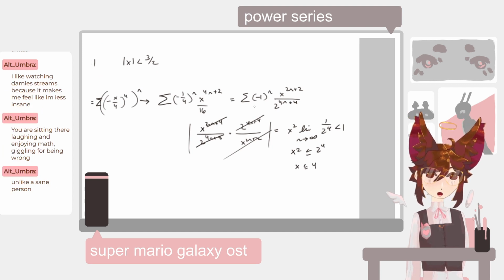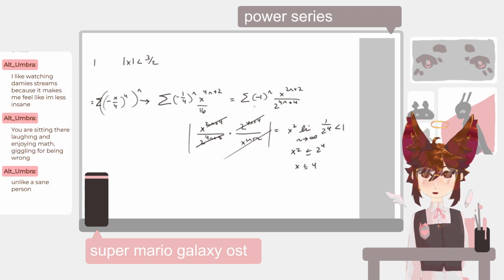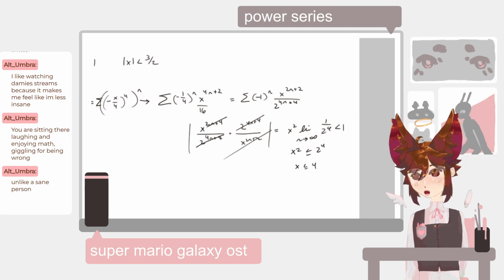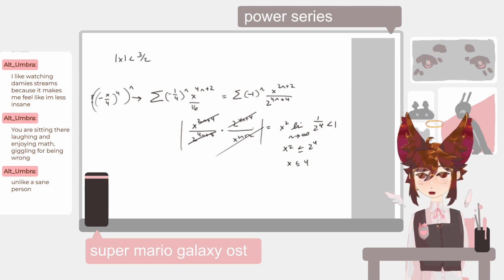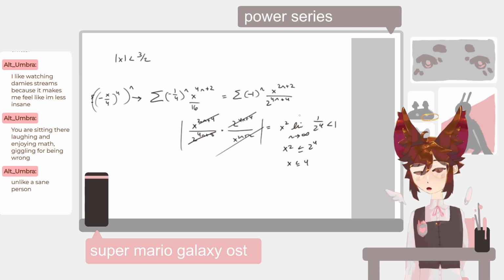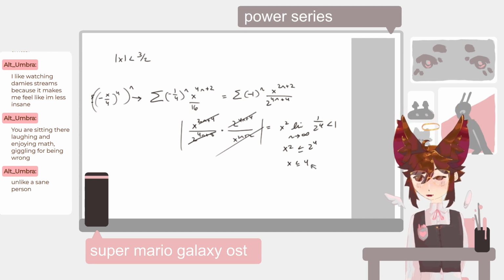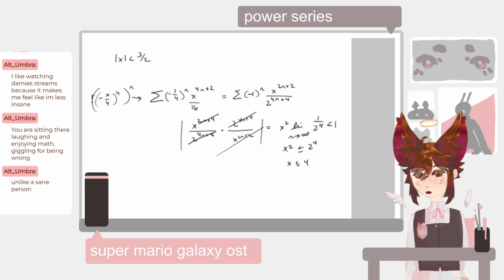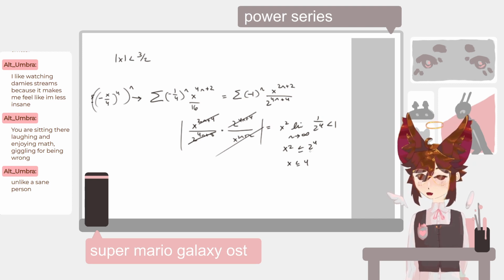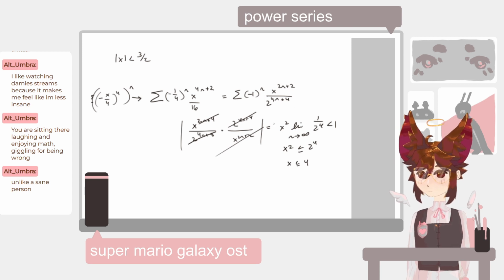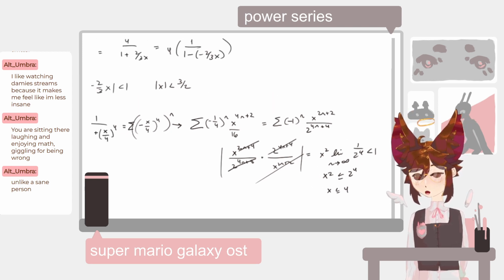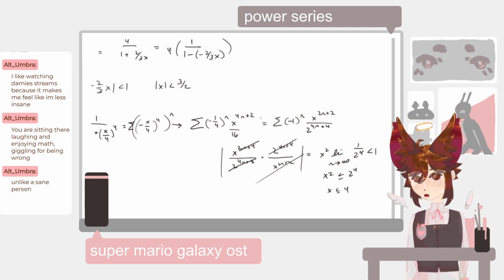You're sitting there laughing and enjoying math, giggling for being wrong, unlike a sane person. Okay, if I don't laugh at my mistakes, then I will actually cry. I'm kidding. I'm not gonna cry. No, but you have to laugh because it's like, well, this is so silly. This is supposed to be a 2. That's not supposed to be a 4. What is a little 4 doing in there? Where did I miss a little number? Oh, I missed a little guy. I gotta go back and find him. No man left behind.